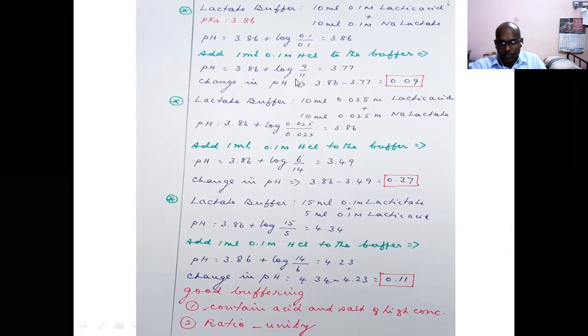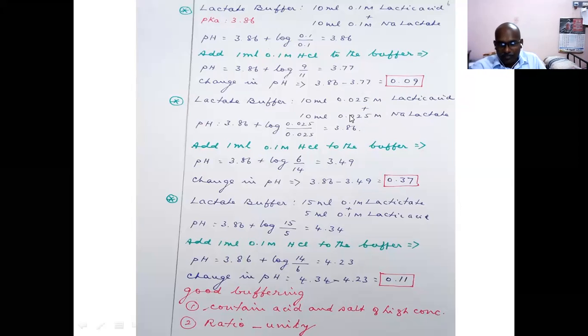That is the concept. Therefore, on the addition of 1 ml of 0.1 molar hydrochloric acid to the buffer, I am getting the pH of the new buffer as 3.77. Therefore, the change in the pH is equal to 0.09 units. Now I am going to the second situation.